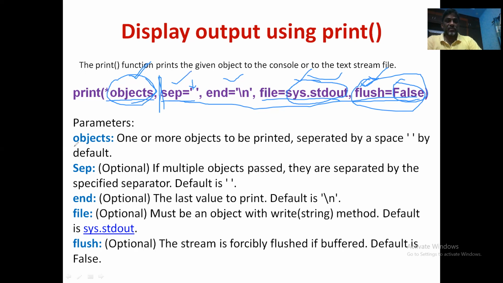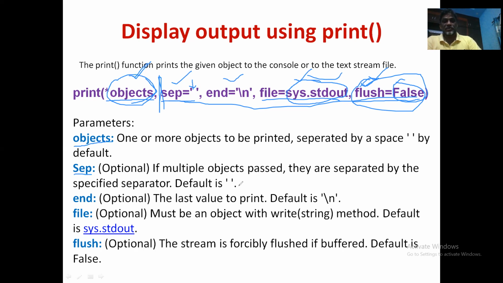Okay, now let us go through quickly. Objects means one or more objects to be printed, separated by a space by default. If you do not mention it, it will be taken as a space, and this option sets the corresponding delimiter which is used for separating the objects mentioned here.